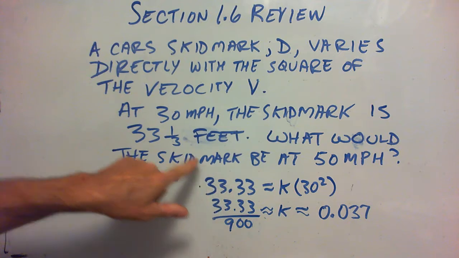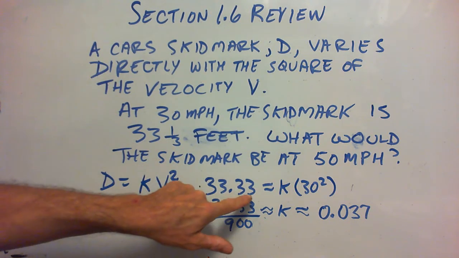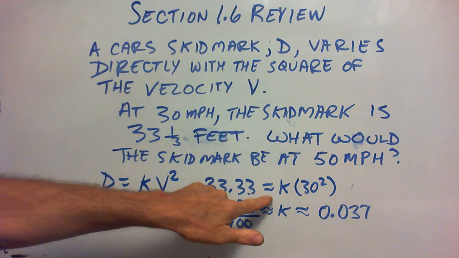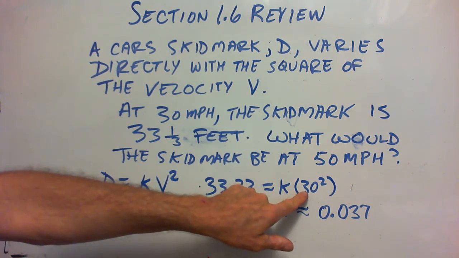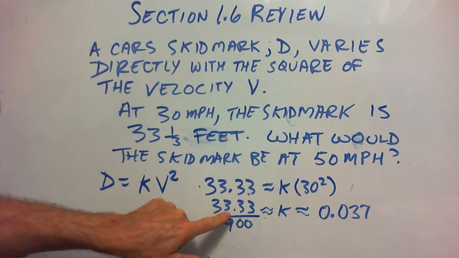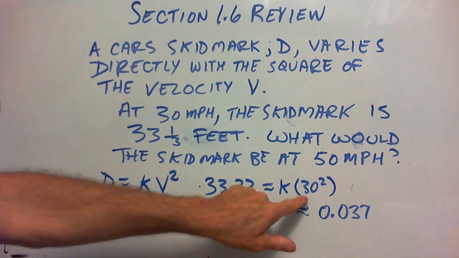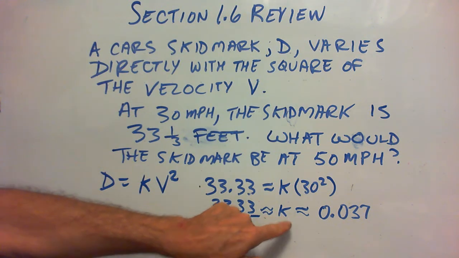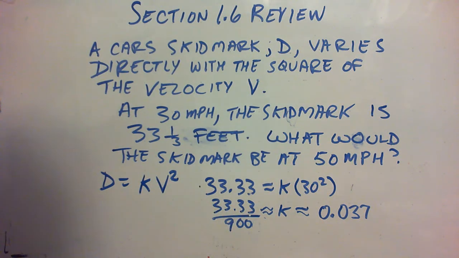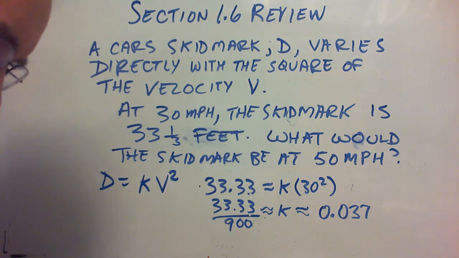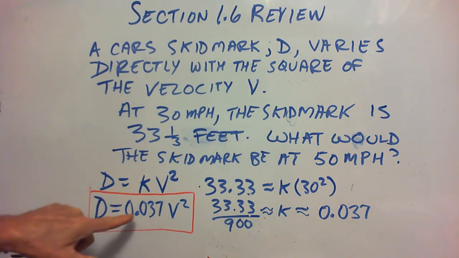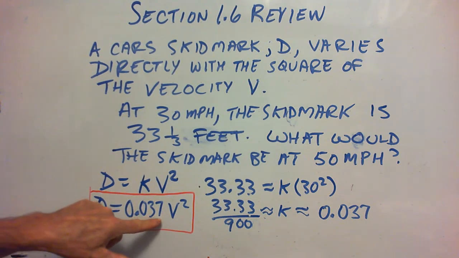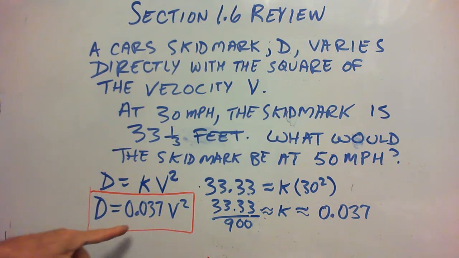So I'm going to just round the 33 1/3 to 33.33 and plug that in along with 30, but squaring it to get 900. So 33.33 divided by 30 squared gives us K, which is 0.037. So we can plug that 0.037 back in for K and we get D equals 0.037 V squared. That's what I call the completed model.